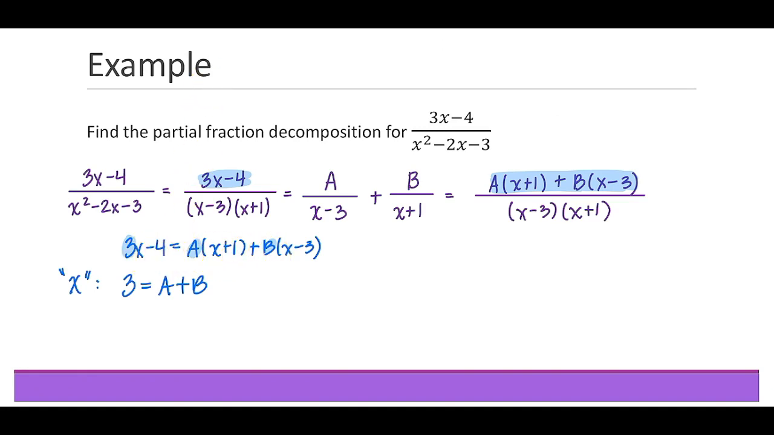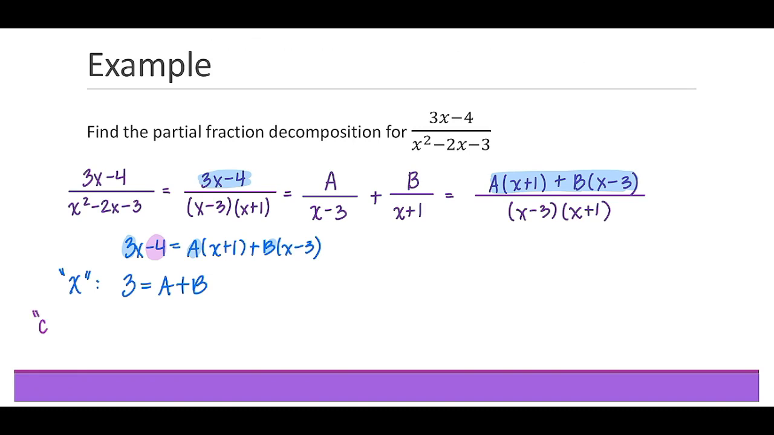And then the constant terms on each side. On the left side, the constant term, the one without any x's involved at all, is negative 4. And negative 4 would have to equal the constant terms on the right-hand side. Well, the constant terms on the right-hand side are going to be a, because after I distribute the a, I'll have an a there. And then after I distribute the b, I'll have a minus 3b. Those are all the terms that don't have x's involved.